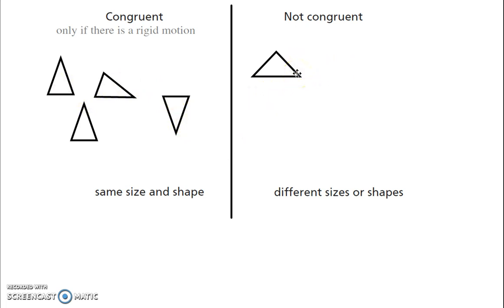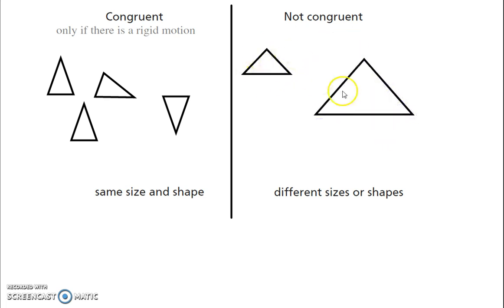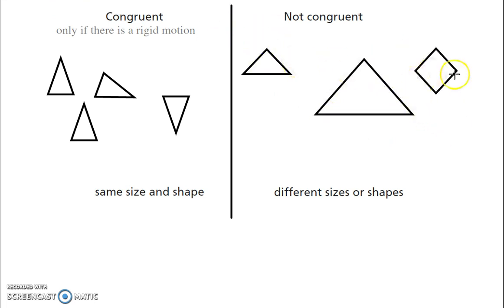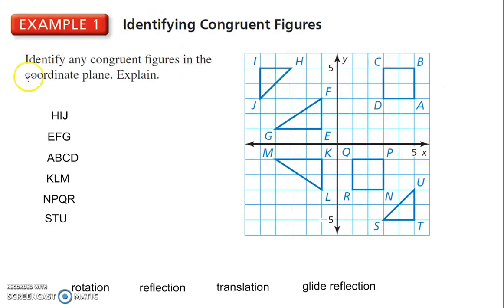Not congruent would be if I had this shape and then resized it. These two are not congruent. These are also not congruent. So either different size or different shape. This one's also not congruent with those different angles. Alright, so congruent only if there's a rigid motion.